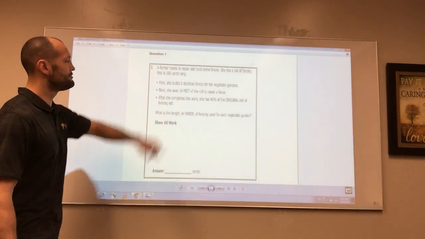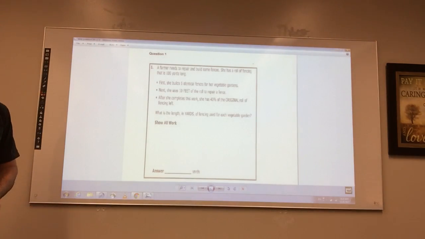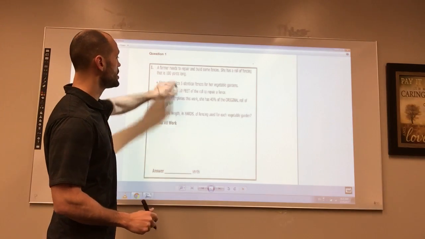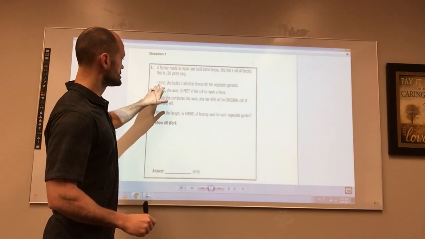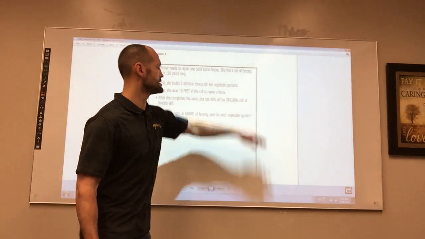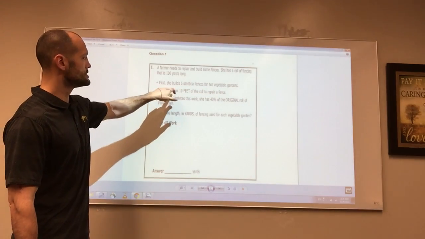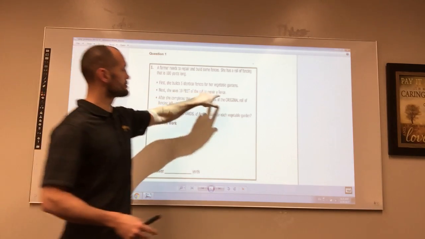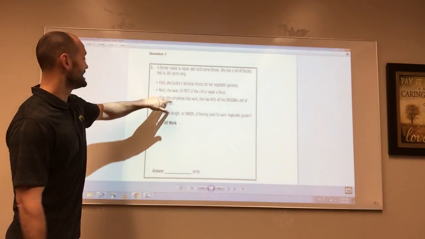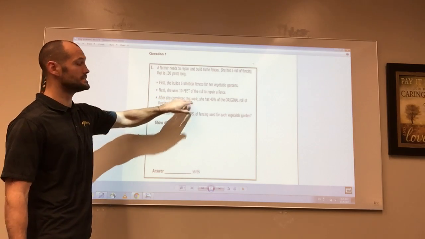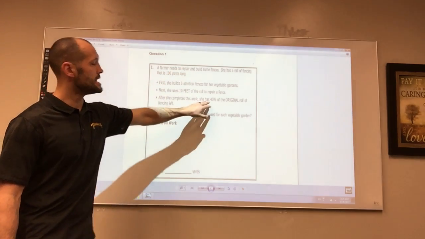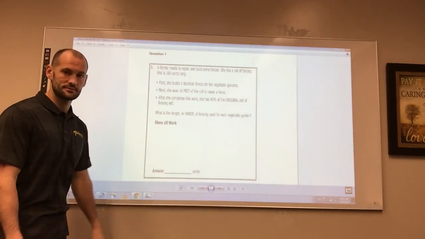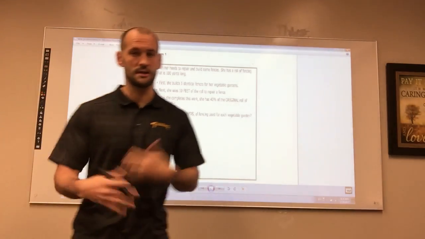Here we go. A farmer needs to repair and build some fences. She has a roll of fencing that is 100 yards long. First, she builds 5 identical fences for her vegetable gardens. Next, she uses 10 feet. You see what they did? Changed units of the roll to repair a fence. Lastly, it says after she completes this, so after all this is done, she has 40% of the original roll of fencing left.